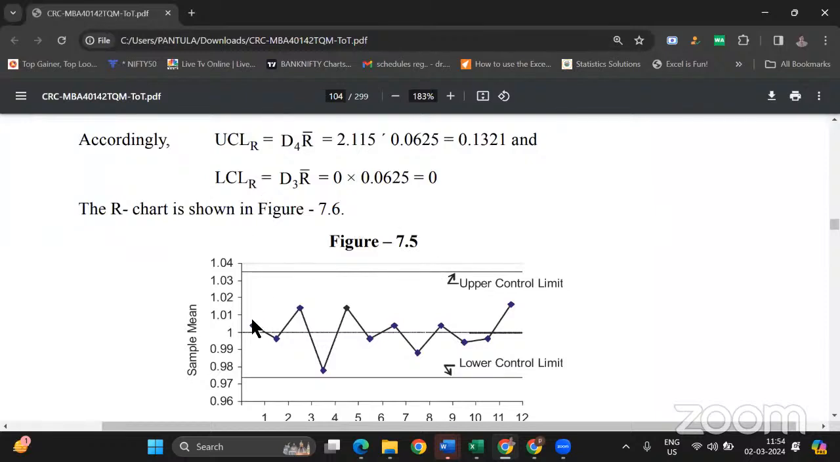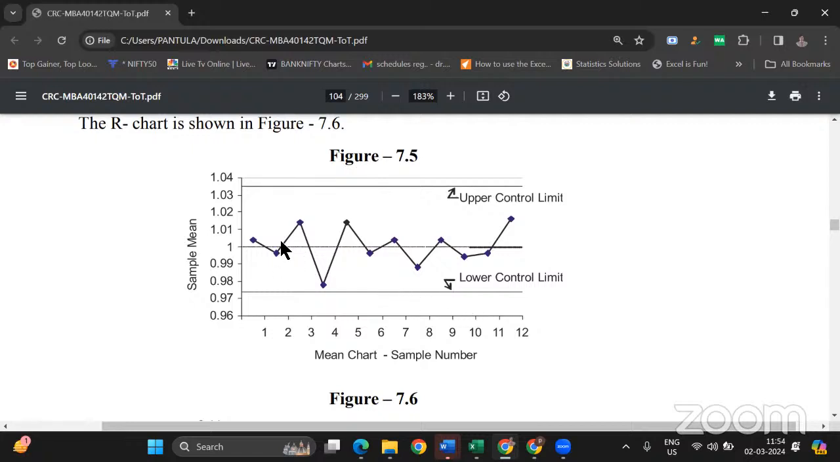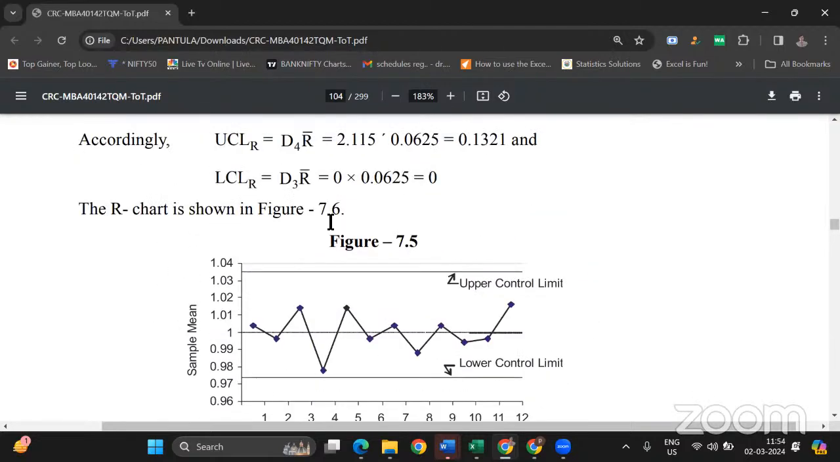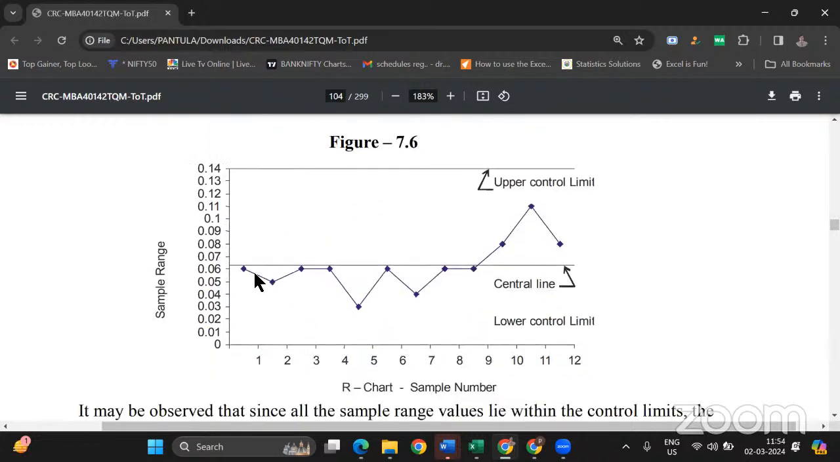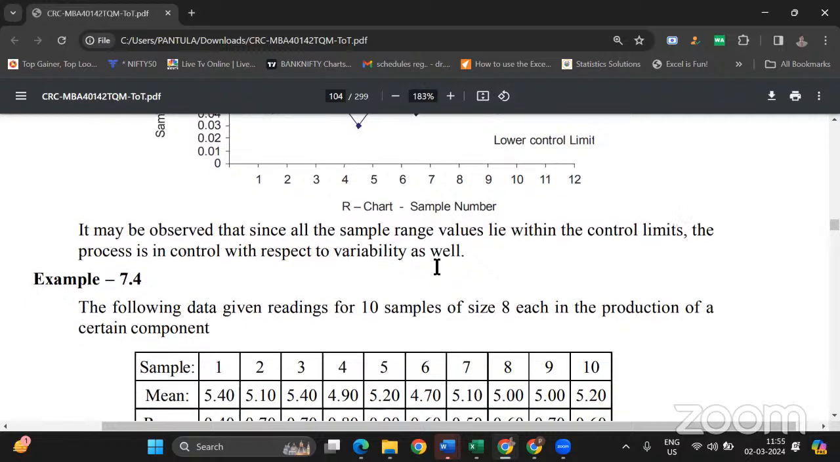Okay, so values we can assign. First value, second value, third value, fourth value, fifth value, like that. So upper control limit, lower control limit, we are going to fix, and the values can be varied. So this is called R chart. Next, you can see here, sample range is 0 to like 0.14, upper control and lower control. We are going to draw like this.